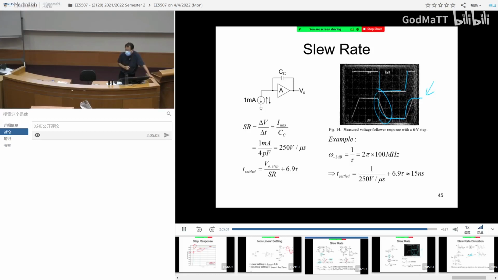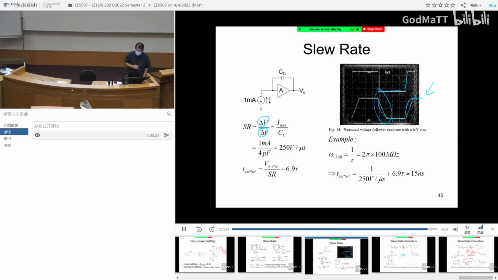Okay? When it is exponentially decaying, exponentially rising, we know this is linear behavior. So to estimate the slew rate, we just try to figure out how fast the voltage can change. We are using the capacitor equation, C dV/dt equals I. So therefore dV/dt equals I over C. So if the current is constant, you can actually estimate the slew rate.